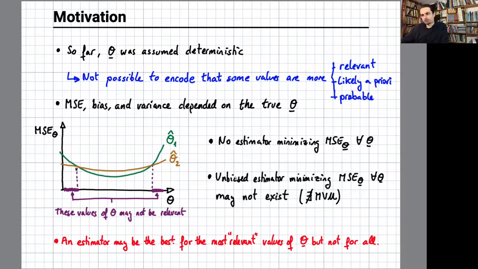So, think for example in the task of estimating the height or average height of the Norwegians. I don't really mind if my estimator is not good when the true value of the height is 140 meters, right, or 230, right. I want it to be good at intermediate values of the height, right. But our criteria were not sufficiently flexible to accommodate that some values are more relevant than others. And this is another limitation addressed by this new framework that we start developing today.